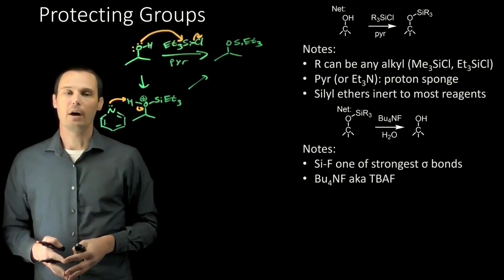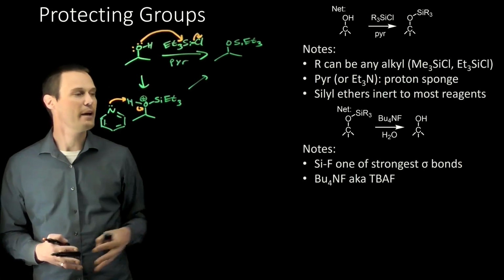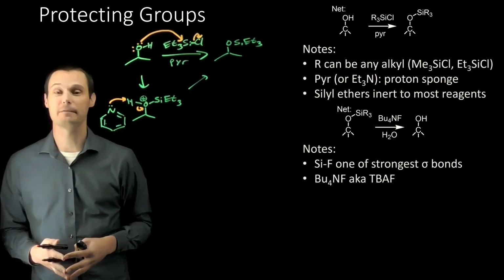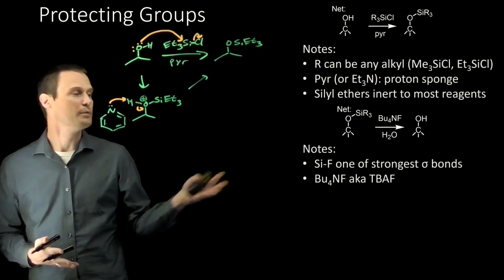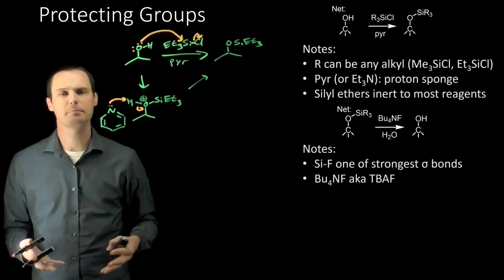Tetrabutyl ammonium fluoride often goes by the acronym TBAF, and TBAF is kind of a fun word to say, and you could even use it as a verb if you wanted to, as in I got to go TBAF this alcohol after lunch. So TBAF, you may also see that acronym in place of tetrabutyl ammonium fluoride, but they mean the same thing.